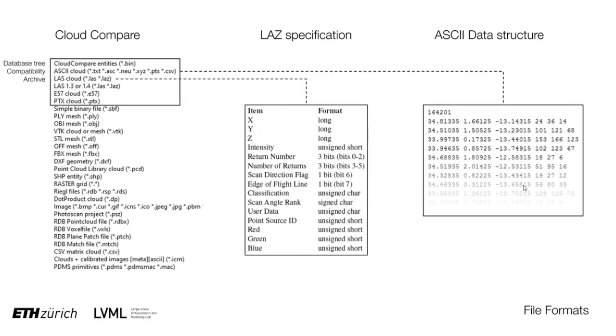Then you have other formats like LAS or LAZ. This is the one that we'll be using to save the point cloud. It's the most compact, and it's also the standard to exchange point cloud models. And the difference between LAS and LAZ is just that the LAZ is more compressed, it's zipped, but both have pretty much the same specification structure.